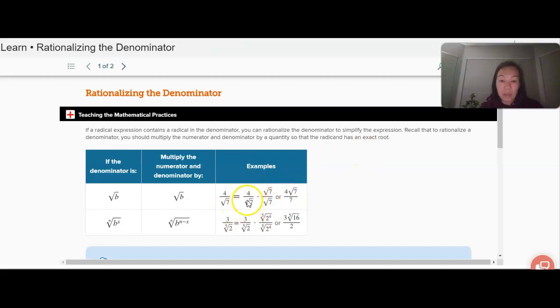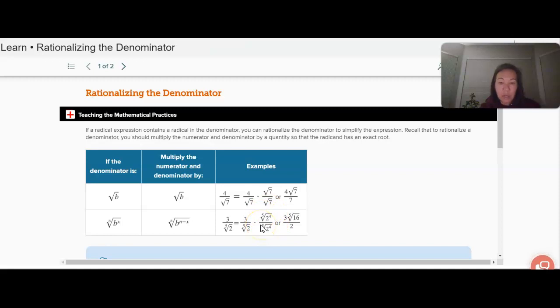So if I were to plug this in my calculator and the final result, you'd see that the decimal equivalent is exactly the same. Now if it's not a square root, but like a cube root, fourth root, whatever, then you'll multiply by the same root of the base raised to n minus the power it's raised to. So for instance, this is the fifth root of 2. What do I multiply by? Well, it's a fifth root, and 2 is raised to the first power. So 5 minus 1 is 4. So I'm going to multiply by the fifth root of 2 to the fourth here.